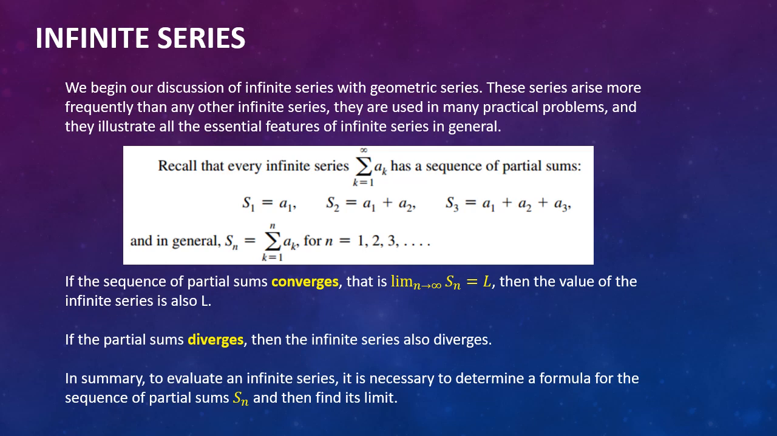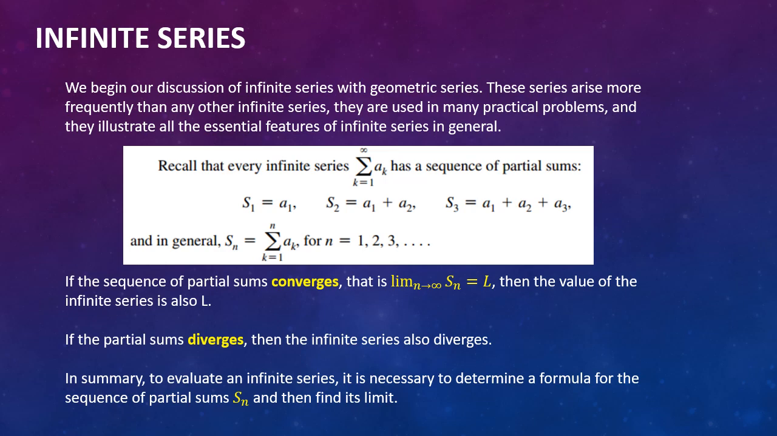Recall that every infinite series has a sequence of partial sums, right? It's a sum of a sequence. And so, for example, S sub 1 is equal to the sum of the first member. S sub 2, the partial sum, is the sum of the first two members, and so on. And so S sub n is the sum of the first n members.